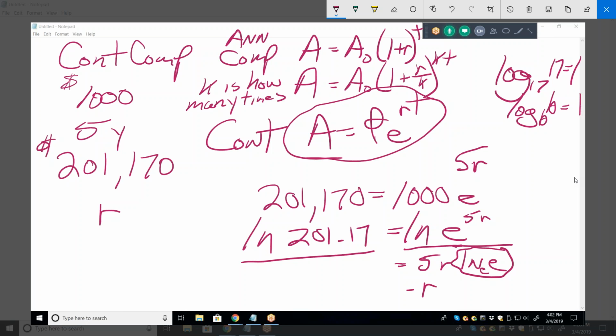So r equals the natural log of 201.17 divided by 5. Now, that's not the same as natural log of that numerator divided by natural log of 5. This is just 5 in the denominator. So you can't simplify it more? Oh, you can. Well, that's the exact answer.